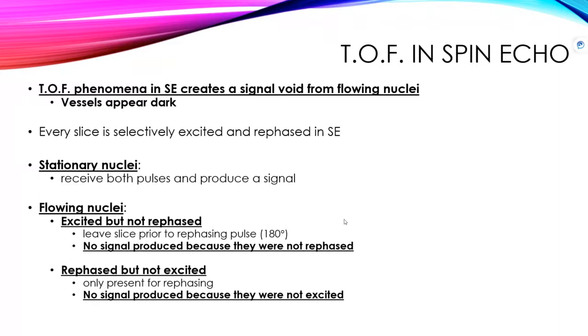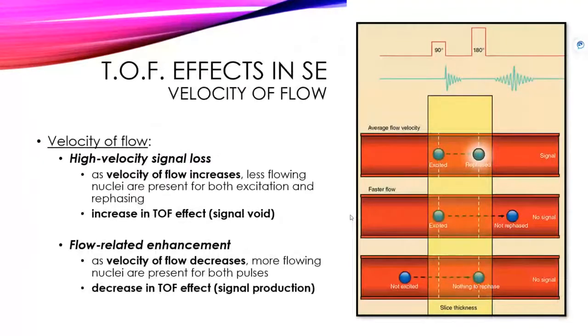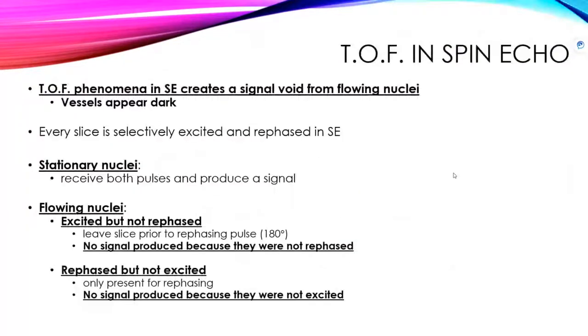So if you look at figure 6.2, and do I have it on here? I'll get to it in just a second. If you look at figure 6.2, you can see that on the top of the image, you have a 90-degree excitation pulse followed by a 180-degree refocusing pulse. The three vessels are actually the same vessel. We're just looking at it in three different positions. So the yellow box is your slice. It's the actual slice that we're trying to create an image from.